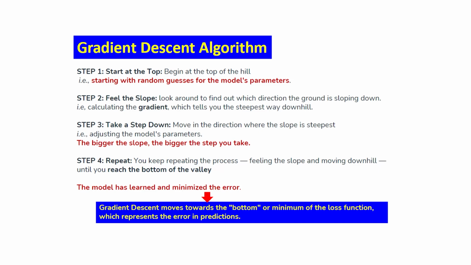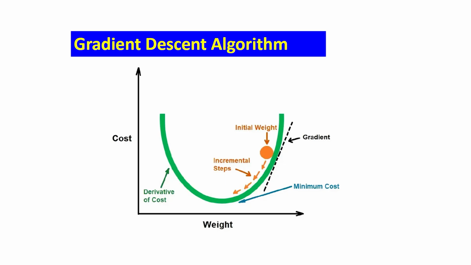So the bigger the slope, the bigger the step you can take. And this step 4 is nothing but repetition of step 3. So the model will learn and minimize the error. So therefore, gradient descent in a nutshell moves toward the bottom of the minimum of the loss function, and that's what you want for every step in the neural networks, right. So this is something shown here.